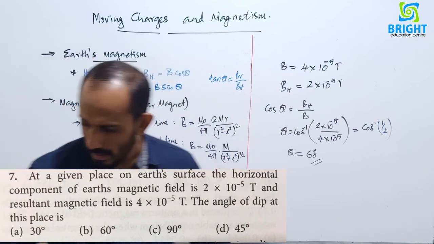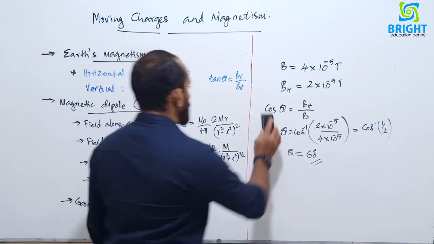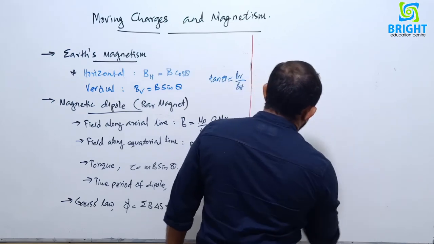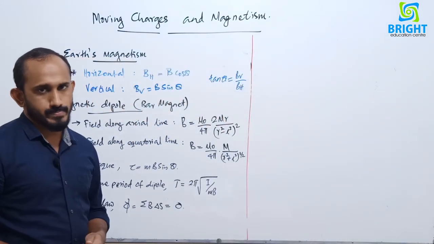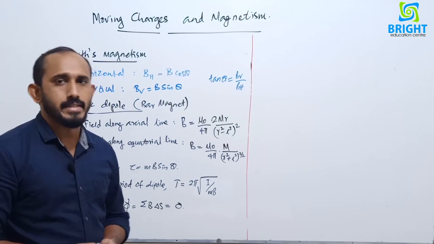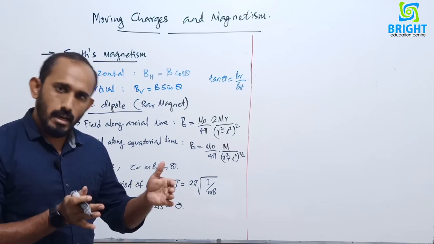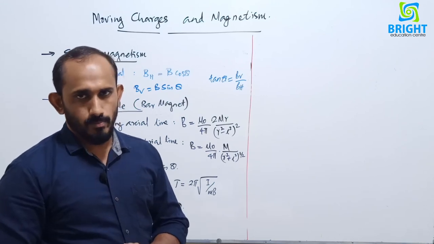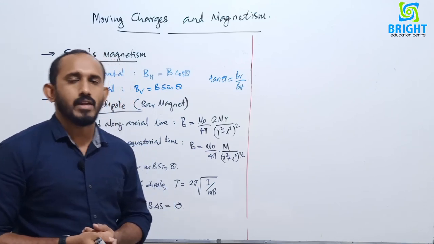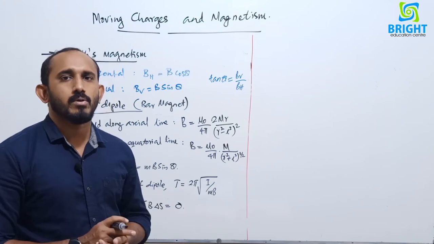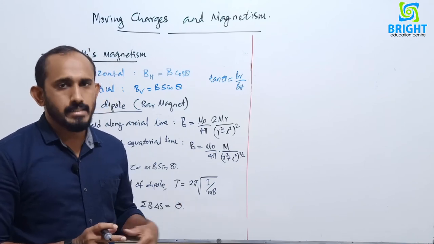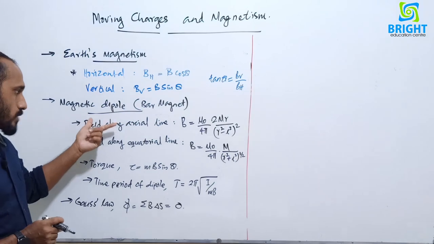The equation is like this, you can solve it. Now, regarding the magnetic dipole, that means the bar magnet, we can consider as a magnetic dipole. It will act similar to an electric dipole. For an electric dipole, we calculate the electric field along the axial line, along the equatorial line, and the torque on the dipole. Similarly, a bar magnet can be considered this way.